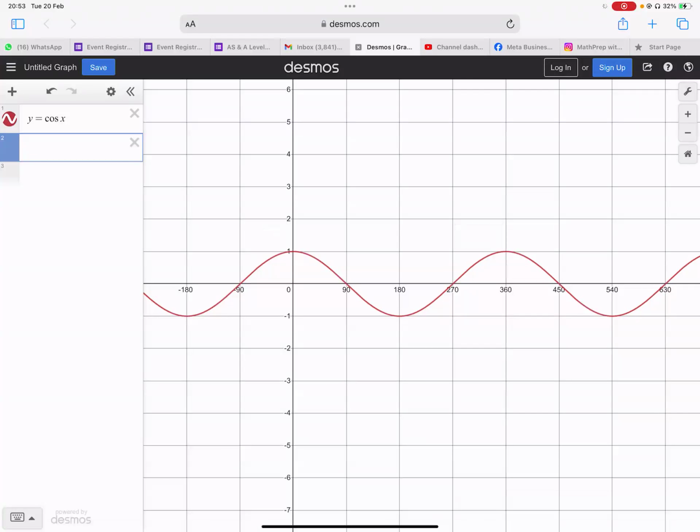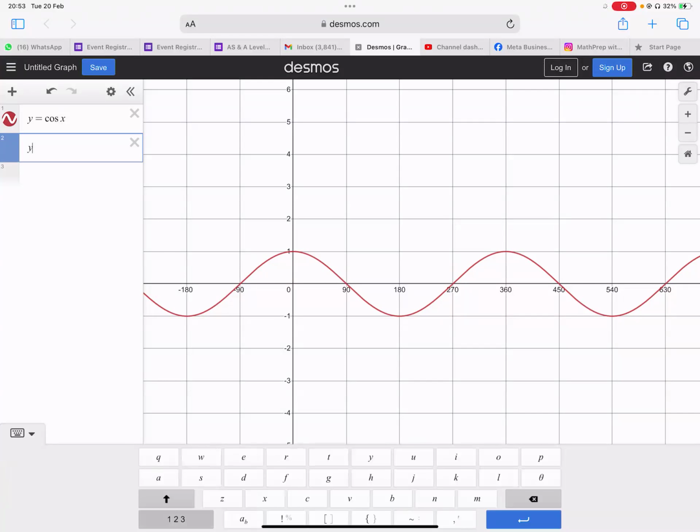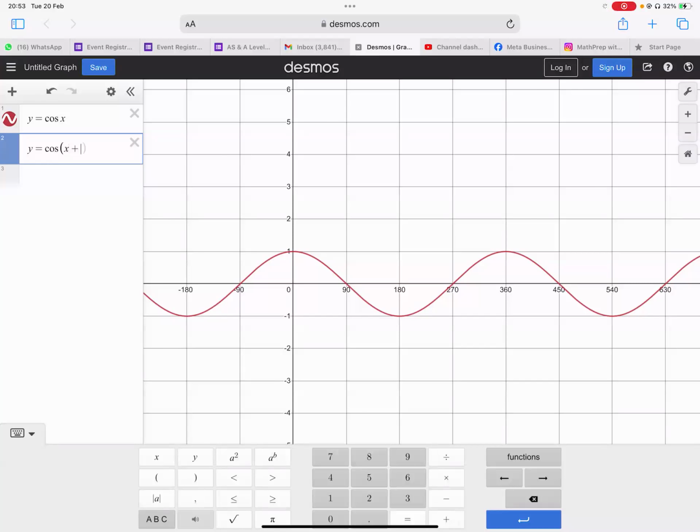So first of all, what if we do y equals cos of x plus 90? Any idea? What do you think is going to happen to this graph? Cos of x plus 90.